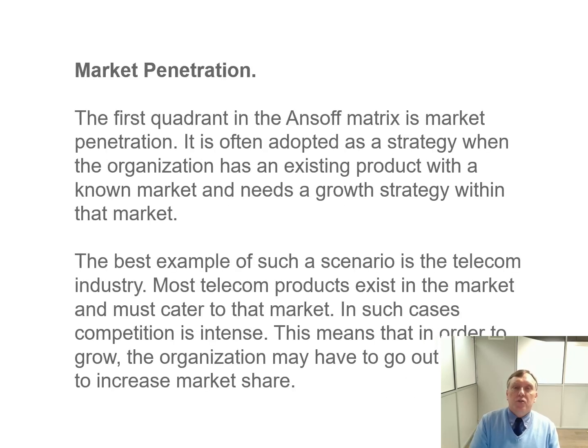So the first quadrant in the Ansoff matrix is market penetration. Now, it's often adopted as a strategy when the organization has an existing product within a known market and needs a growth strategy within that market. A good example of such a scenario is the telecom industry. Most telecom products exist in the market and must cater to that market. So in such cases, competition is intense. This means that in order to grow, the organization may have to go outside to increase the market share.